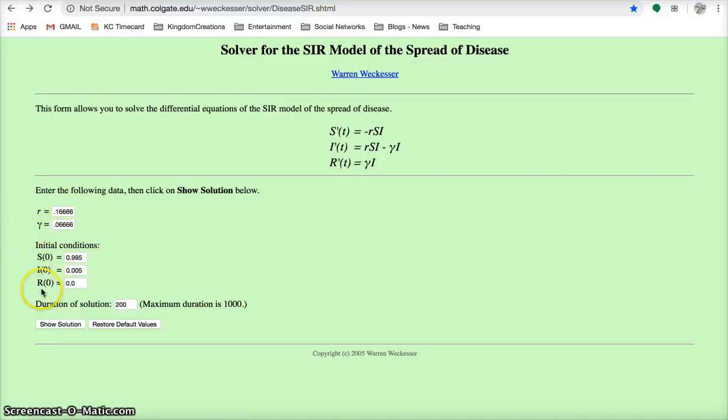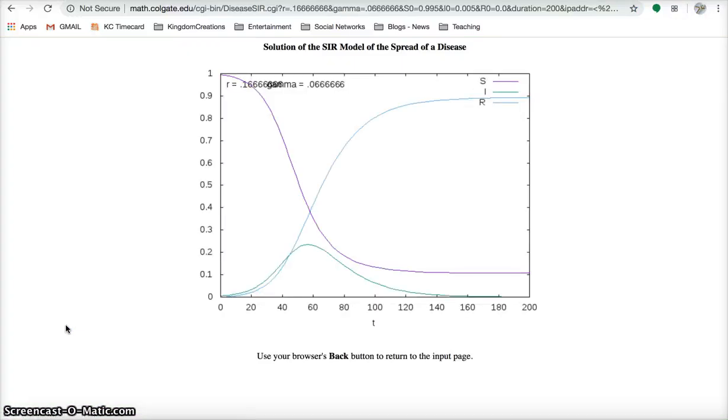For initial conditions, all you need to do is pick a percentage of people in the susceptible to start with, and a percentage of people infected, written as a decimal, as you can see. And then you can make this the maximum duration. It shows you how many days this is going to run for. So if you set up this initial version and hit show solution, it'll show you the graphs like I showed you in the previous video.